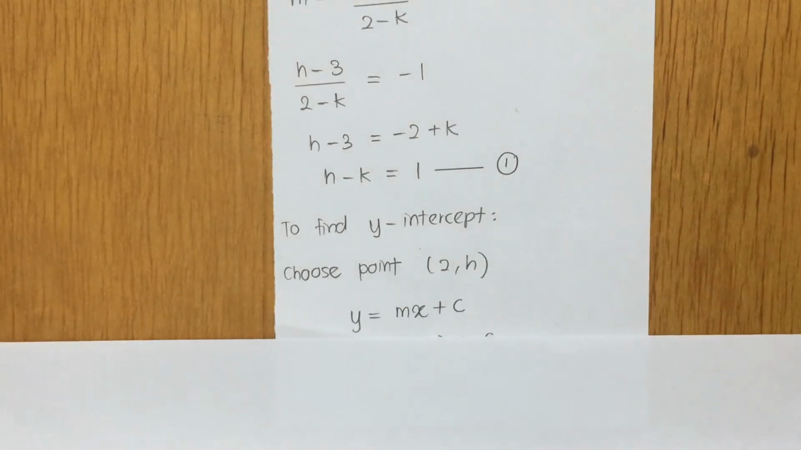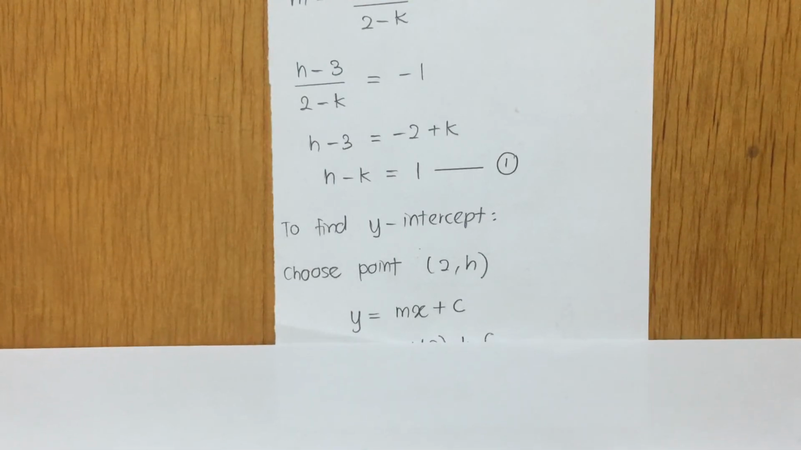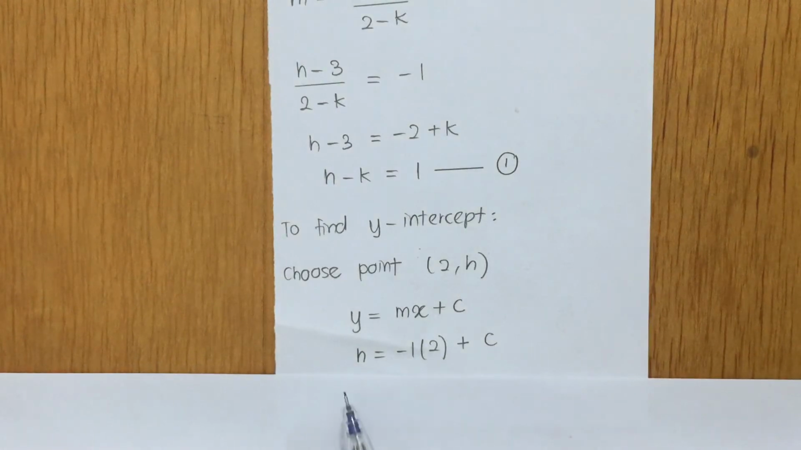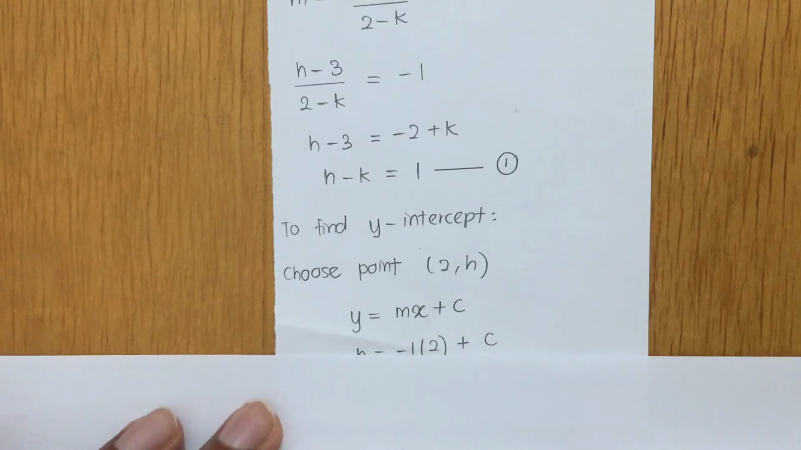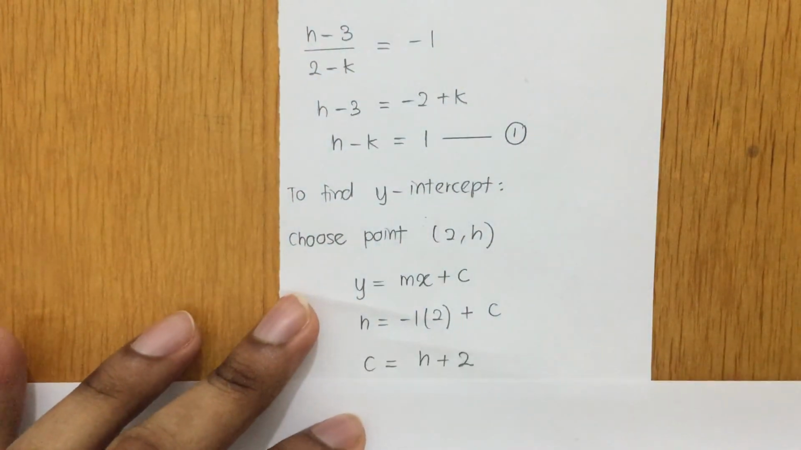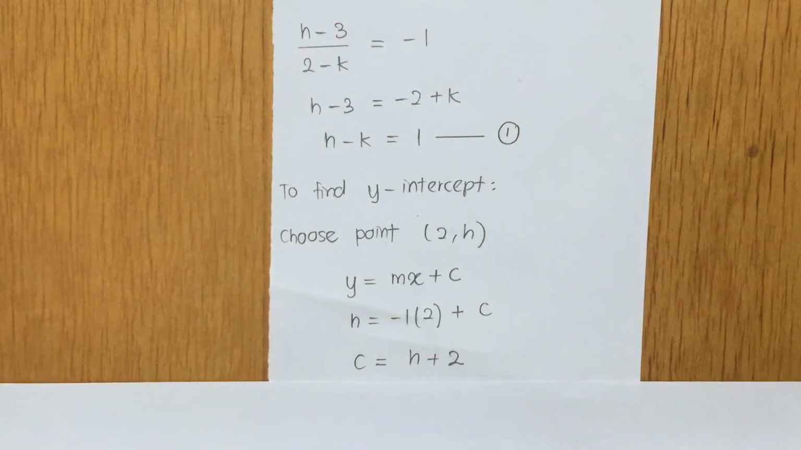Okay, y equals mx plus c. So since m, we know that it is negative 1. x is 2 in this case, and your y is h. So let us substitute in the values respectively. So h is equal to negative 1 times 2 plus c. Okay, from here, let us continue our working. So from here, you get c is equal to h plus 2.